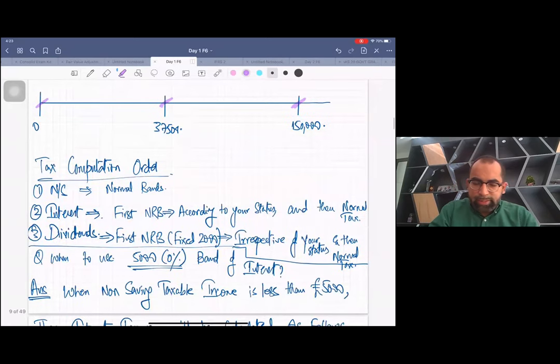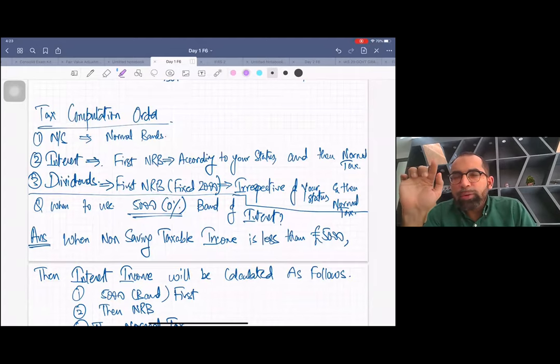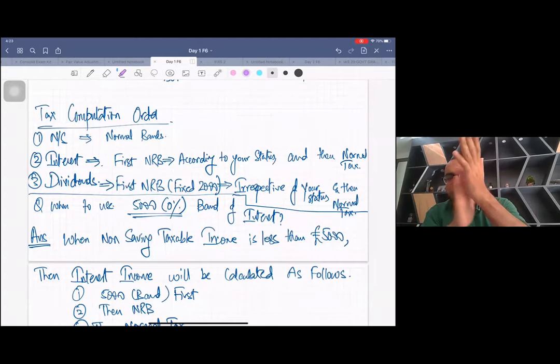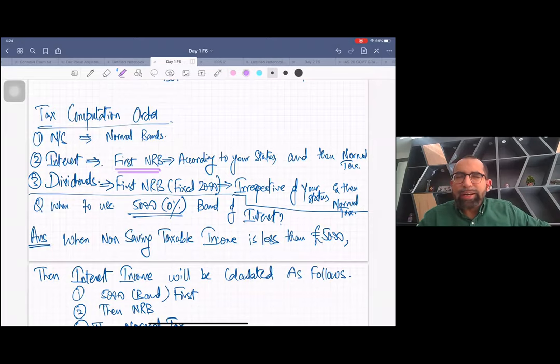Now, what is the tax computation order? Whenever you need to compute the tax, first of all, you will calculate tax on non-savings. Then you will compute tax on interest and then dividend. How do we calculate the tax on interest? For interest income, there is a nil rate band. Interest nil rate band, NRB, depends on your tax status.